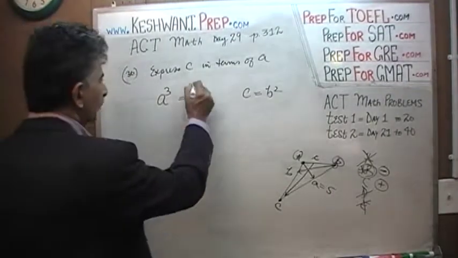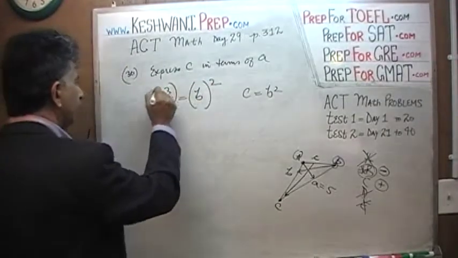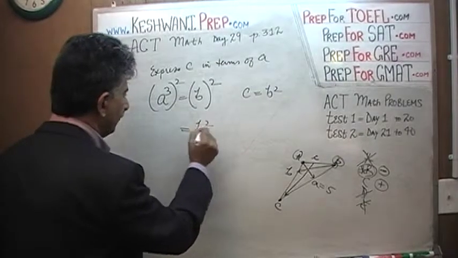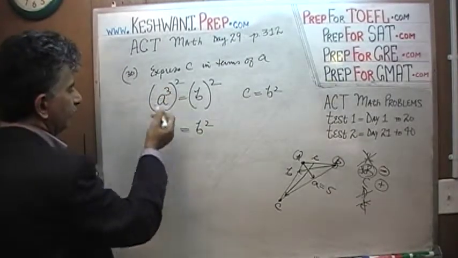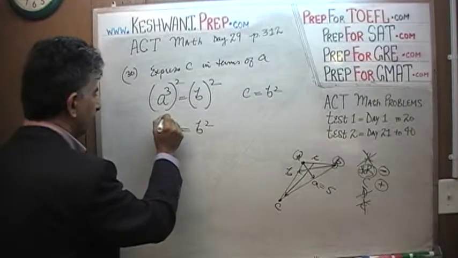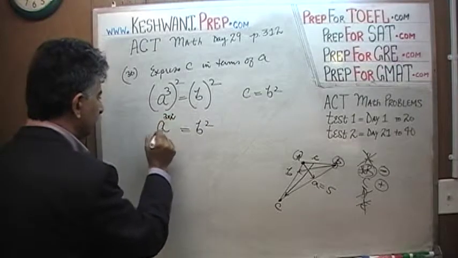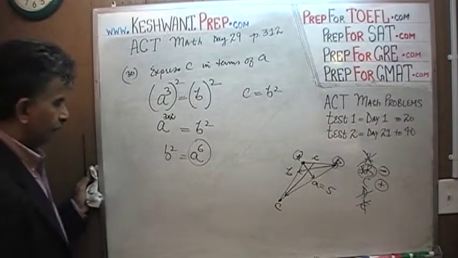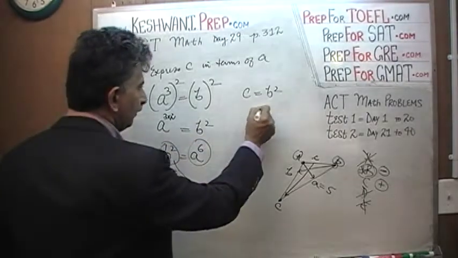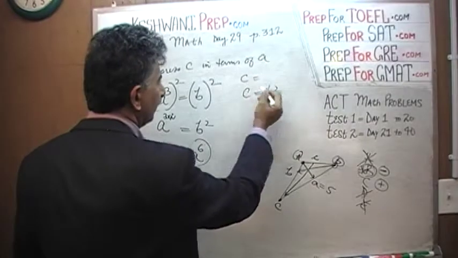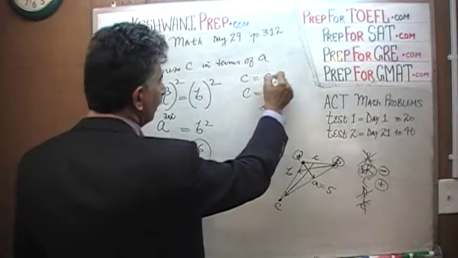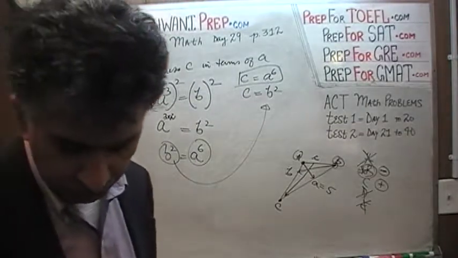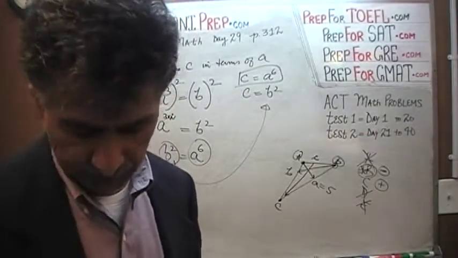Well, it's very simple. You square both sides. You square this side and square that side. So now we have B squared, and A to the third power squared is A raised to 3 times 2, so B squared is equal to A to the 6th. So we know now B squared is A to the 6th. We put it right in here, which means C equals B squared, which is A to the 6th. That's it. C equals A to the 6th. Very simple, very straightforward. The answer is F.